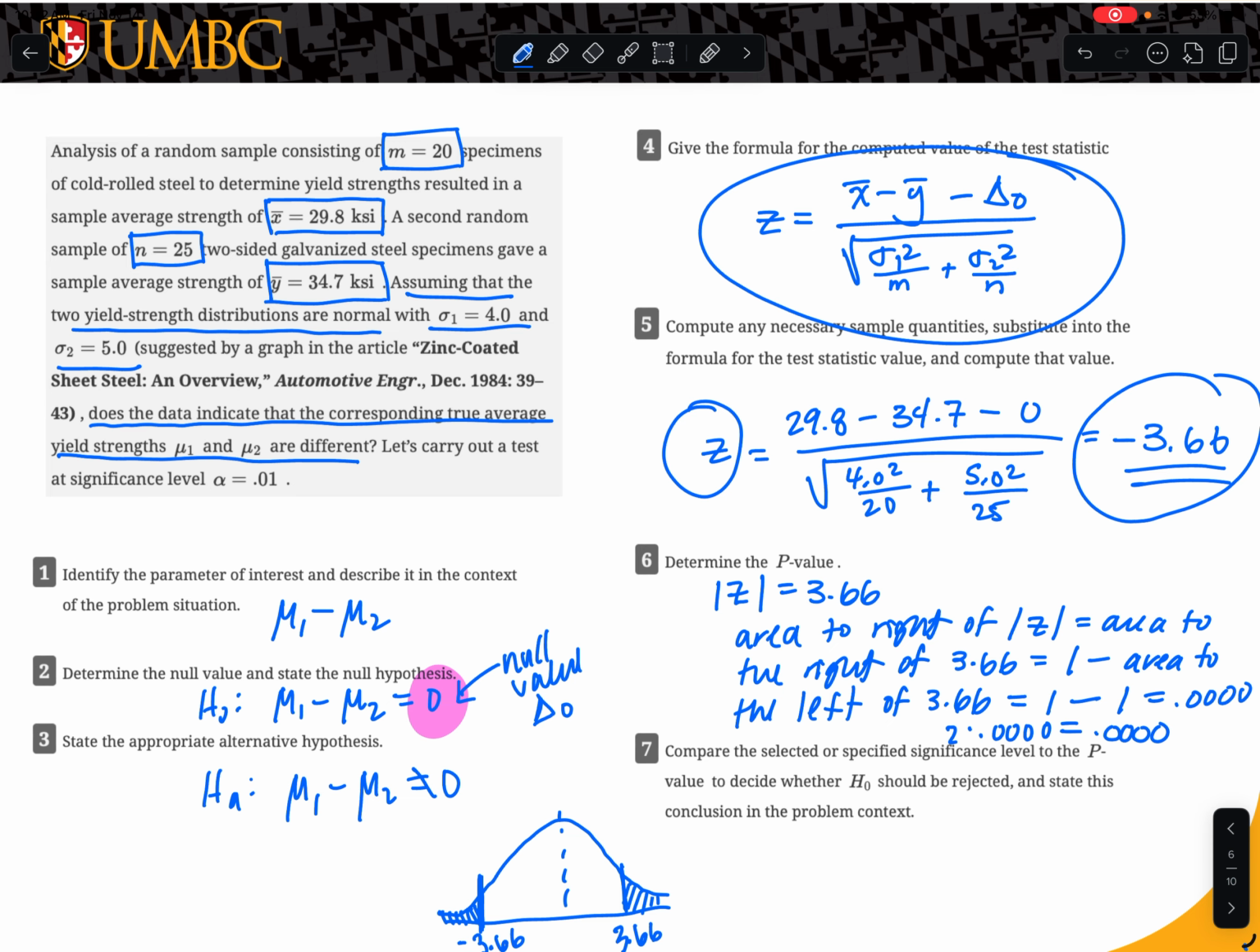So we're on step 7 now. Compare the selected significance level to the p-value. Our significance level was 0.01. Our p-value was 0.0000, which is less than significance level alpha. Therefore, we reject H naught.